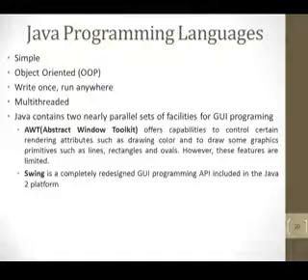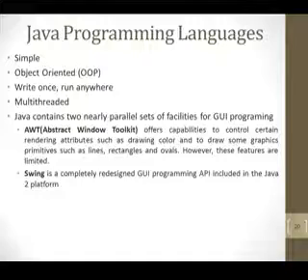Java contains two nearly parallel sets of facilities, which are the AWT and the Swing. AWT, which is an early version of Java, offers limited graphics support. It offers capabilities to control certain rendering attributes such as drawing colors and to draw some graphics primitives such as lines, rectangles, and ovals. However, the features are limited. For example, there is no way to control the width of drawing lines because of the limitation of this version.